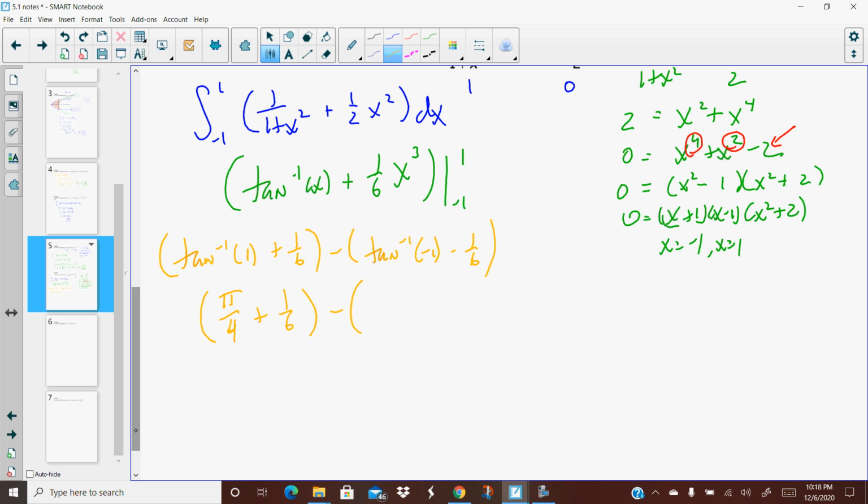So this one is actually going to be, instead of pi fourths, negative pi fourths, because it is the pi fourths that would drop down into the negative first quadrant. And then, of course, minus a sixth. So we're going to have a pi fourths minus negative pi fourths, which is plus pi fourths. That's 2 pi fourths, or pi halves. And then 1/6 minus negative 1/6 is 2/6, or 1/3. Okay, you don't really need to simplify that any further.